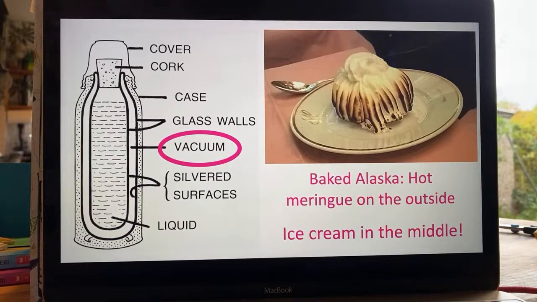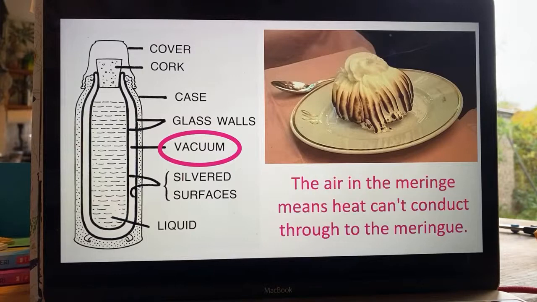How much do I want to do that? How does that work? Come on, you should know this by now. If you know about meringue, now you know a bit about insulators. How is the ice cream getting insulated from the heat of the oven? It's quite a few reasons, but one of the reasons is the air.